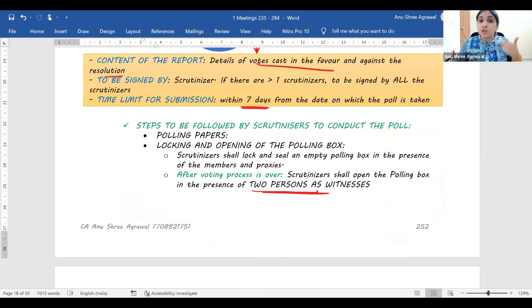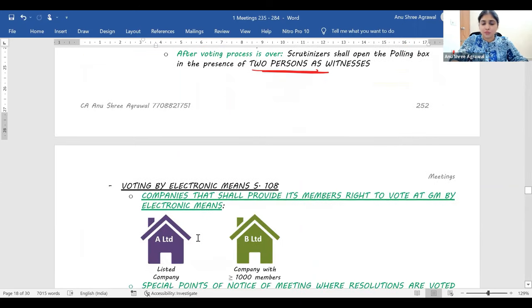Okay. Then we learned, to conduct the poll, the scrutinizers will arrange polling papers and will give them to all the shareholders who are present in the meeting. Shareholders and even proxies. Can proxies also vote in poll? You know this. Yes. So polling paper will be given to the shareholders and to the proxies. In front of everybody, the scrutinizer will show, see, the polling box is empty. And in front of everybody, he will lock the polling box. Then after the polling process is over, in the presence of two witnesses, he will unlock the polling box and he will count the number of votes. Okay. So this was it about voting by poll.